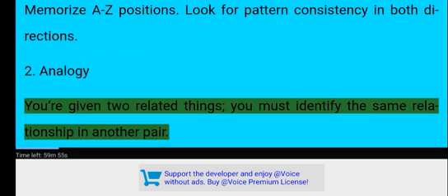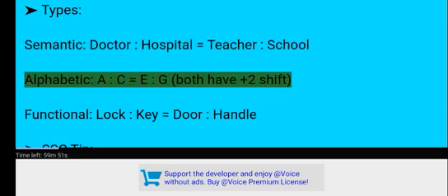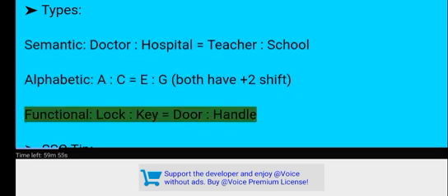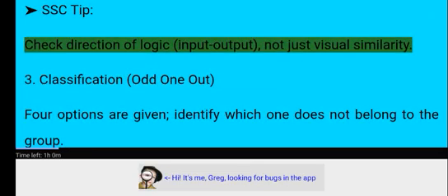2. Analogy. You're given two related things. You must identify the same relationship in another pair. Types. Semantic. Doctor : Hospital equals Teacher : School. Alphabetic. A : C equals E : G. Both have plus 2 shift. Functional. Lock : Key equals Door : Handle. SSC tip. Check direction of logic, input and output, not just visual similarity.